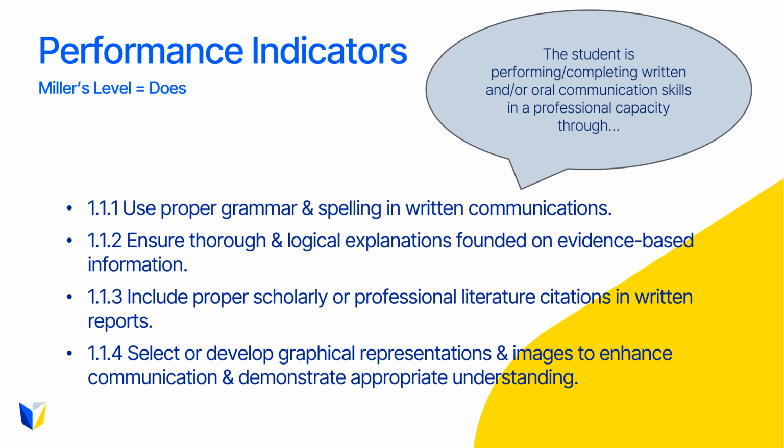So looking at those performance indicators for competency 1.1. Now, here is the thought process. As we look at these performance indicators, think about this. The student is performing or completing written and/or oral communication skills in a professional capacity through, it may be one or all of these, right? Thinking about the assessment that you're looking at.